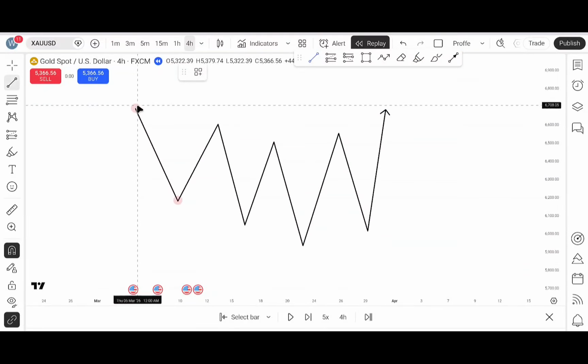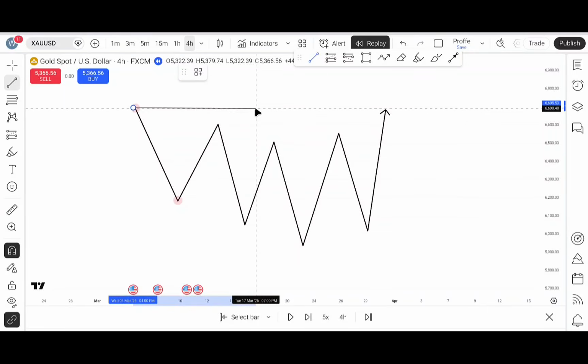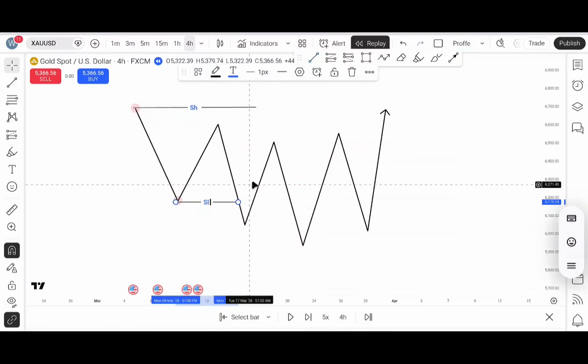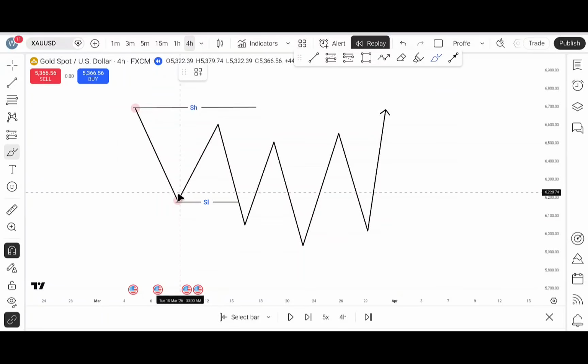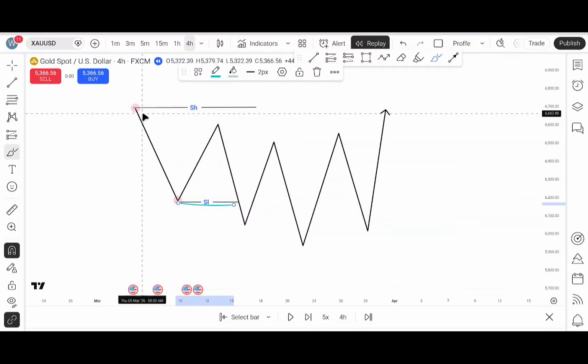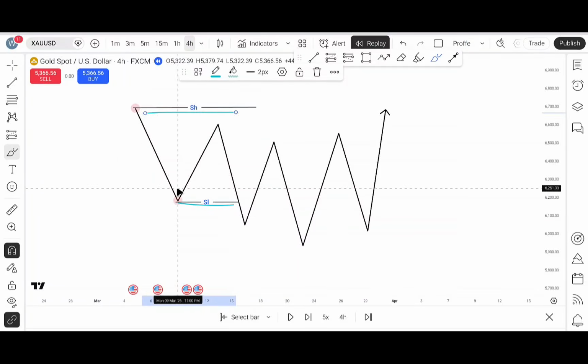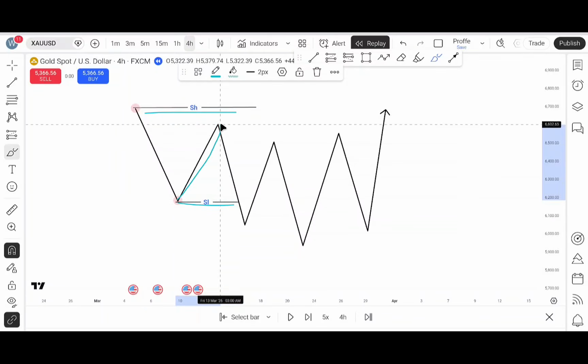So you mark it out clearly where this becomes our swing high. Then we have this, SL, which stands for swing low. Now, this clearly indicates that we have a high and a low. The next thing we want to see is where the market breaks out from. Now we see that the market pulled back. We are expecting that the market breaks out from the swing high or the swing low.